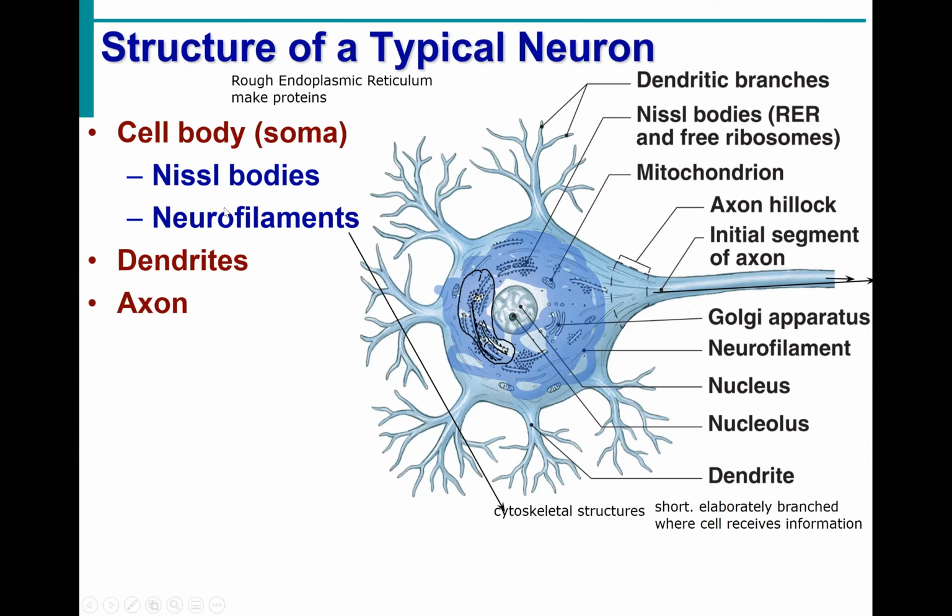Conversely, our axon, as we've talked about, is single. It is unbranched, right? It is long, and it carries information away from the cell body. So basically, information comes in the dendrites and then travels out to the axons. And in this case, passes through the cell body.